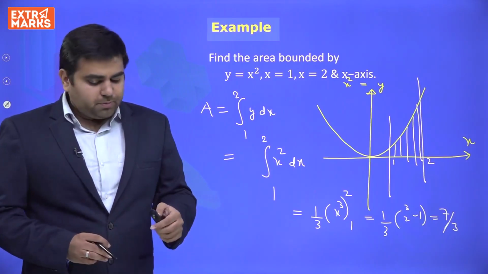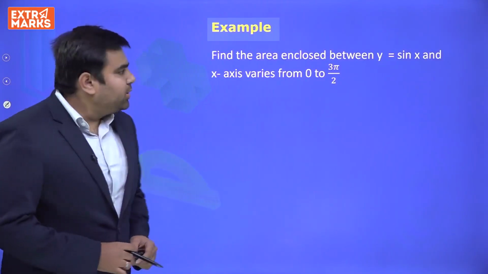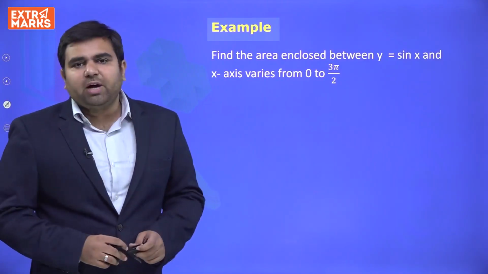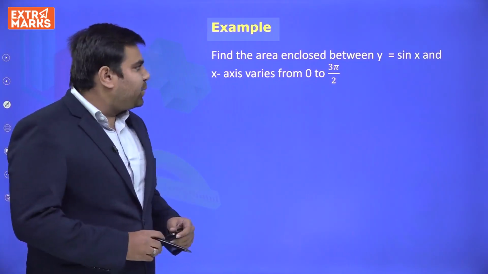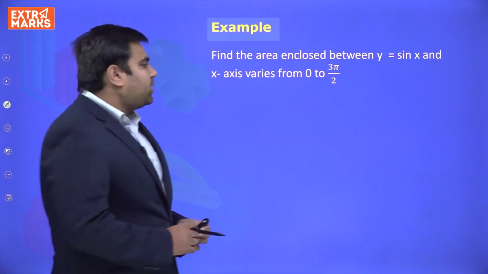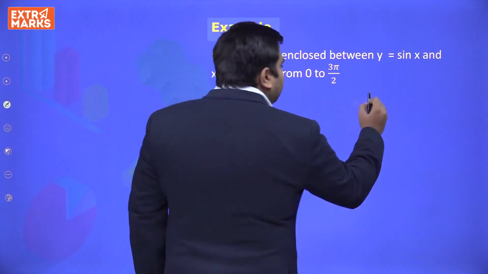Next, let's move to the next example. We need to find the area enclosed between y equal to sin x and the x-axis, where x varies from 0 to 3 pi by 2, right? So how shall we calculate this area?